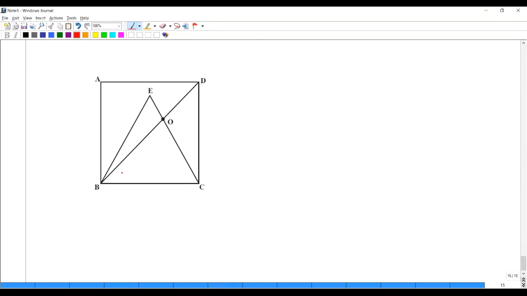Now see, we know this is an equilateral triangle already. So it is 60. We know this is 45, and this is also 60. We know this is 45 because it's a diagonal. So this becomes 15. So the remaining angle becomes 75, means 180 minus 75, 105 degrees.